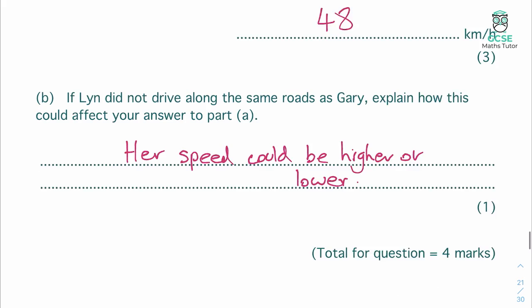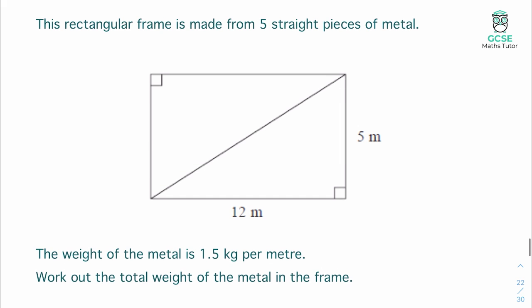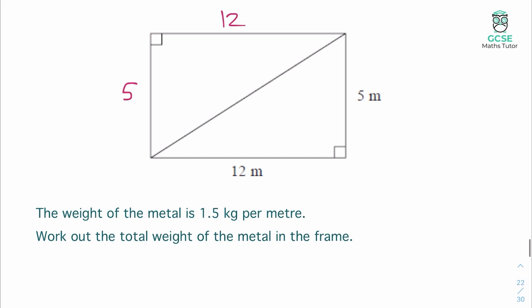Okay, so next question. Right, so this question here, we have to work out the weight of this metal frame. So it says the frame is made from 5 pieces of straight metal, which we can see. It's in the shape of a rectangle, which we know because we've got those right angles. So this is going to be 5 as well. This is going to be 12, but we need to work out that diagonal distance.